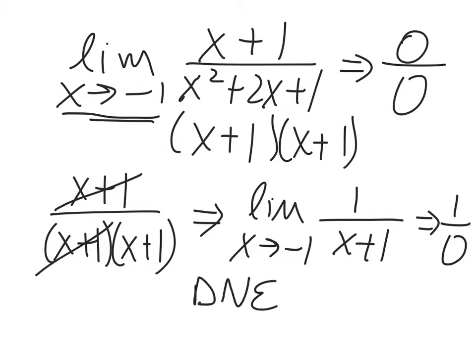And DNE is fine. You don't need to write out the words. We're becoming efficient. It's not lazy, it's efficient. Right? Okay. So this limit does not exist.